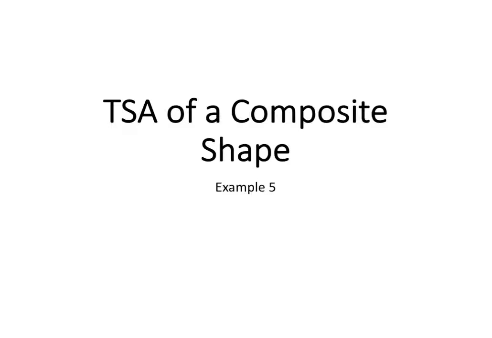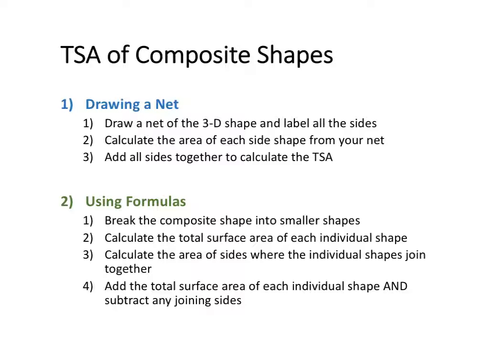In this video, we'll have a look at how to calculate the total surface area of a composite 3D shape. When you're finding the total surface area of a composite shape, there are two different methods you could use. The first one is drawing a net, which consists of the individual sides that are present within the composite shape, calculating the area of each of those shapes that make up the composite shape, and then adding all of those shapes together to find the total surface area.